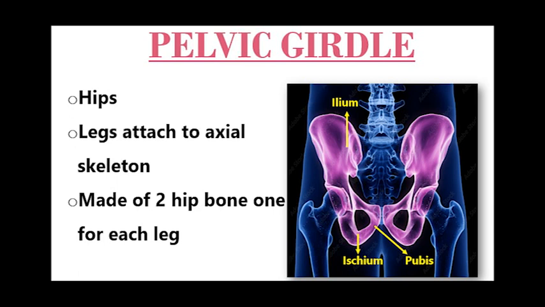Ilium is the top portion of the hip bone. Ischium is the curved bone that makes up the base of each hip bone. Pubis is located in the front part of the hip bone.